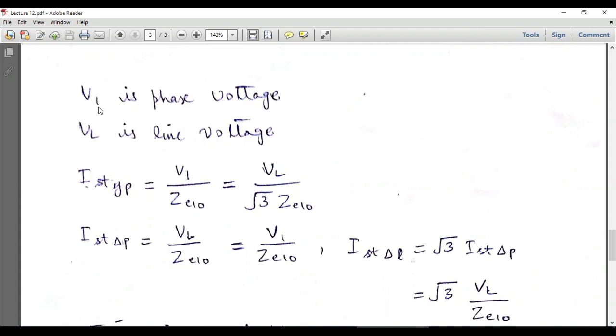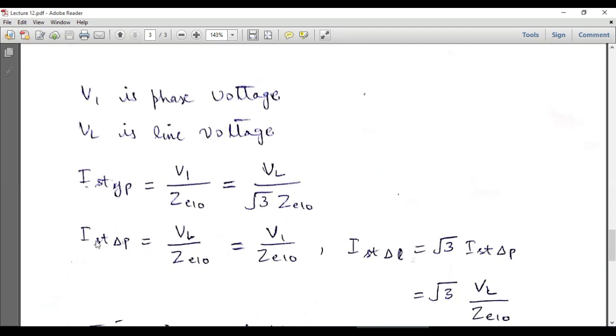So here we have VP as the phase voltage and VL as the line voltage. The phase current in star connection, Y connection is also called a star connection, is represented by this P, and ST means this is a starting current. So the starting phase current of the motor in star mode is equal to phase voltage divided by impedance. And in star connection or Y connection, phase voltage is equal to line voltage divided by square root 3.